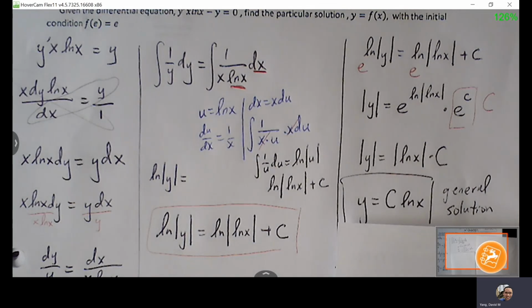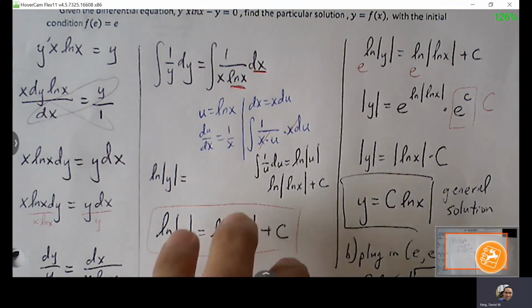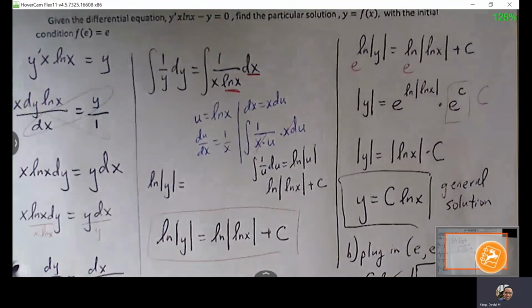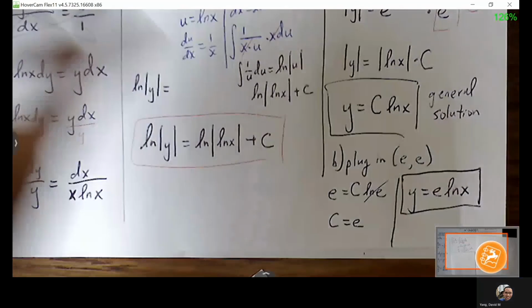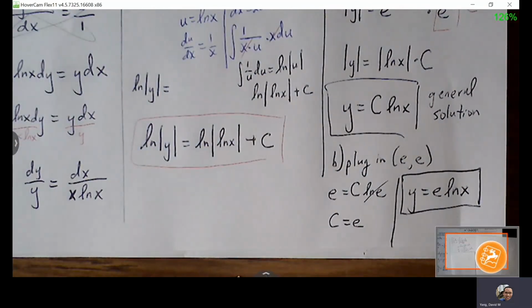Okay, so now we're at the general solution. We can involve the initial condition, e in for x, e in for y, and try to solve for C. Once you have your C value found, just update that general solution with the specific value for C. So what is natural log of e? Natural log of e is 1. So that's why I can just let it drop, just go away.